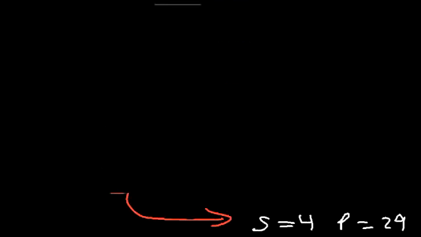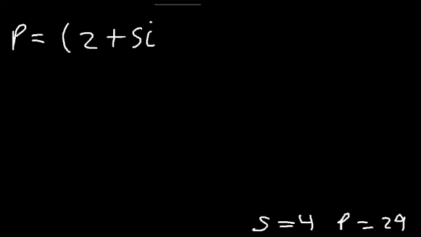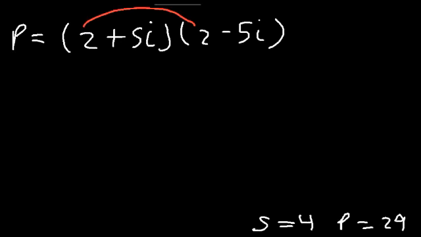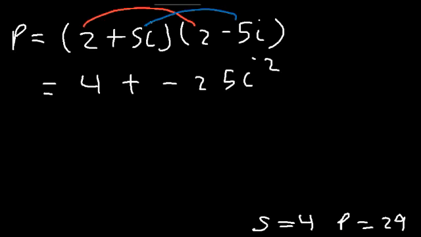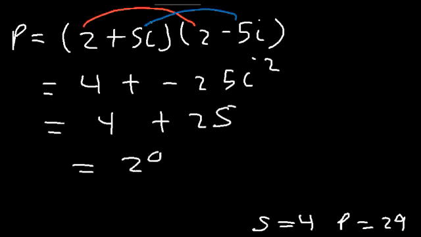Now let's find the product of the two solutions. So the product is going to be 2 plus 5i multiplied by 2 minus 5i. Because these are conjugates of each other, we can multiply the first two and the last two. 2 times 2 is 4. 5i times negative 5i is negative 25i squared. Negative 25i squared is plus 25, since i squared is negative 1, and 4 plus 25 is 29.